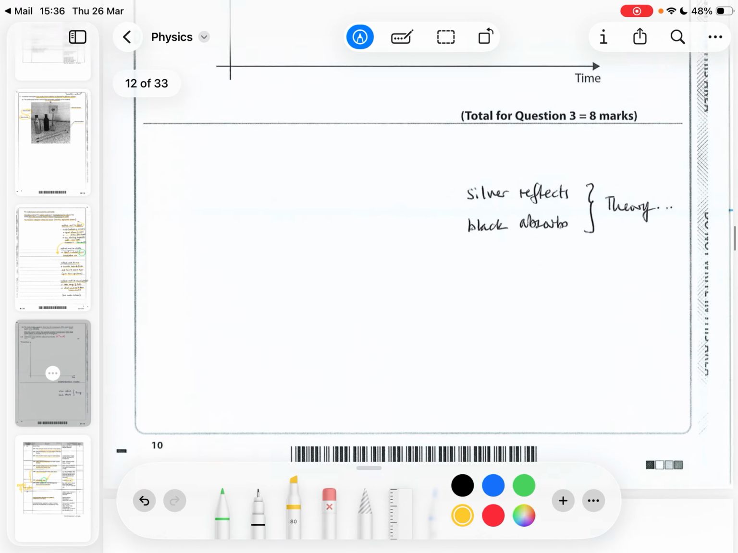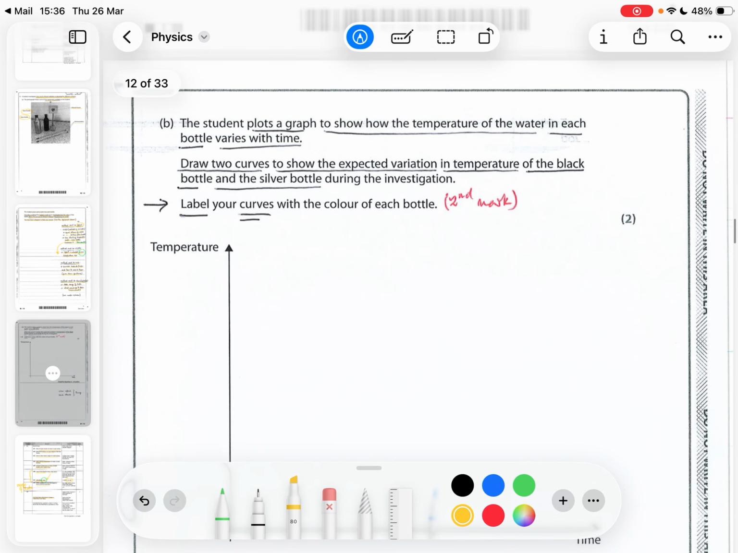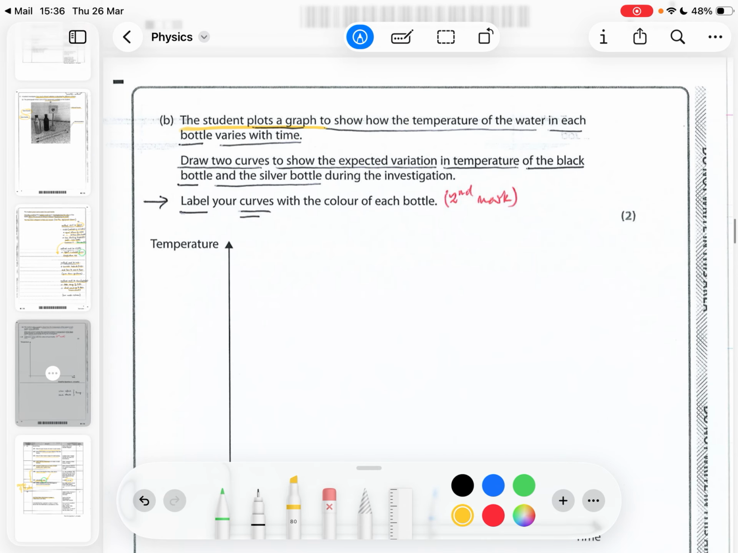Now, once you've got your data, what are you going to do with it? So it says the student plots a graph to show how the temperature of the water in each bottle varies with time. Draw 2 curves.